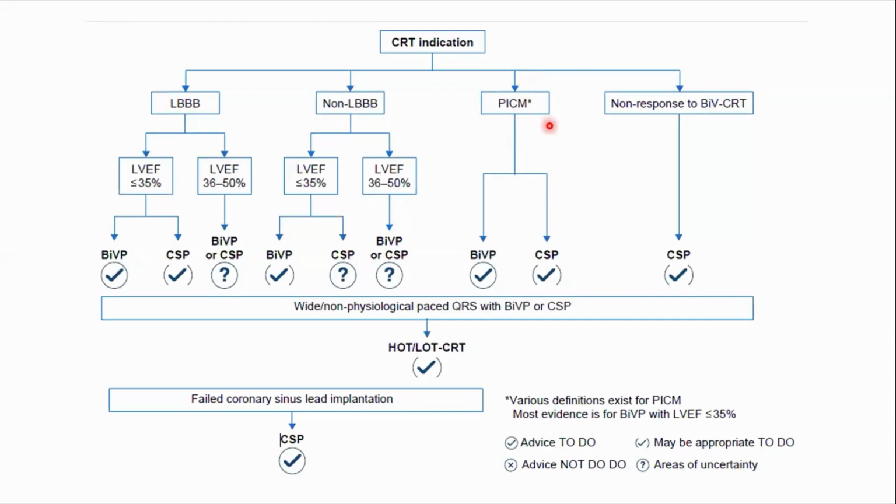For those with a pacing-induced cardiomyopathy, BiV pacing is still the best option, but conduction system pacing may be considered. And if the patient is not a responder to BiV CRT, you may consider conduction system pacing. Hot and locked CRT is still an option. And always remember, if you fail in implanting a coronary sinus lead, this is not the end of the story. You should remember that here conduction system pacing should be considered.